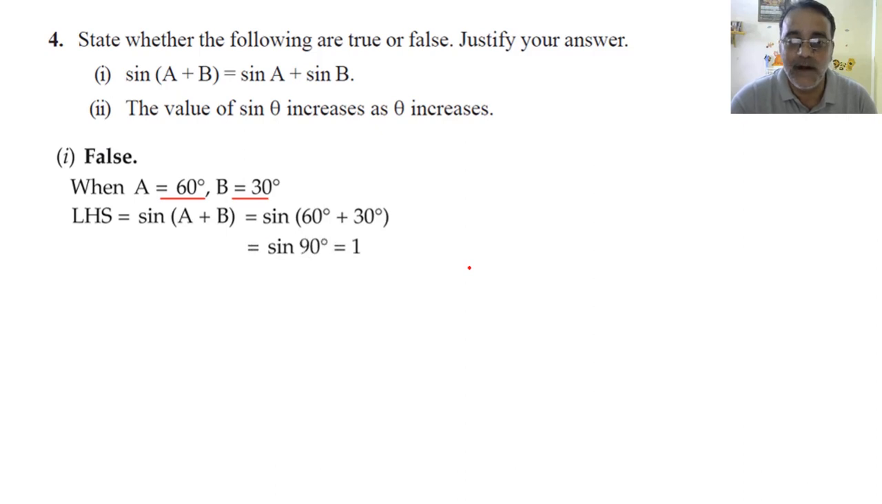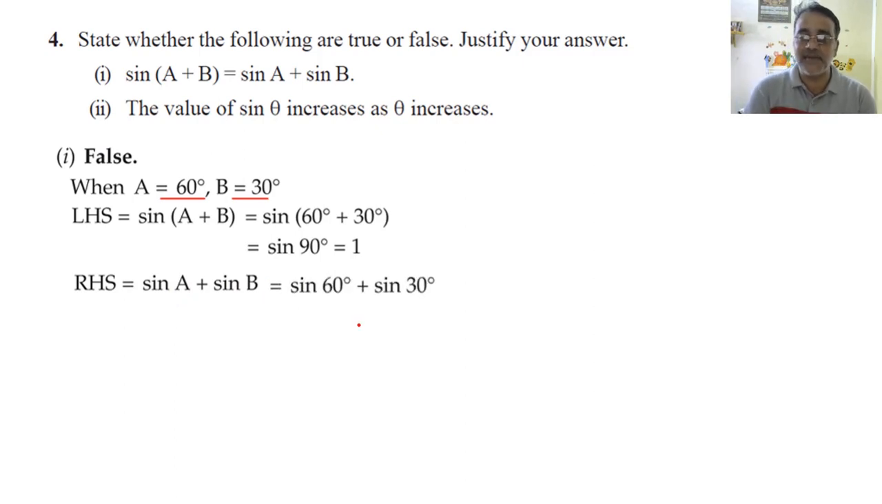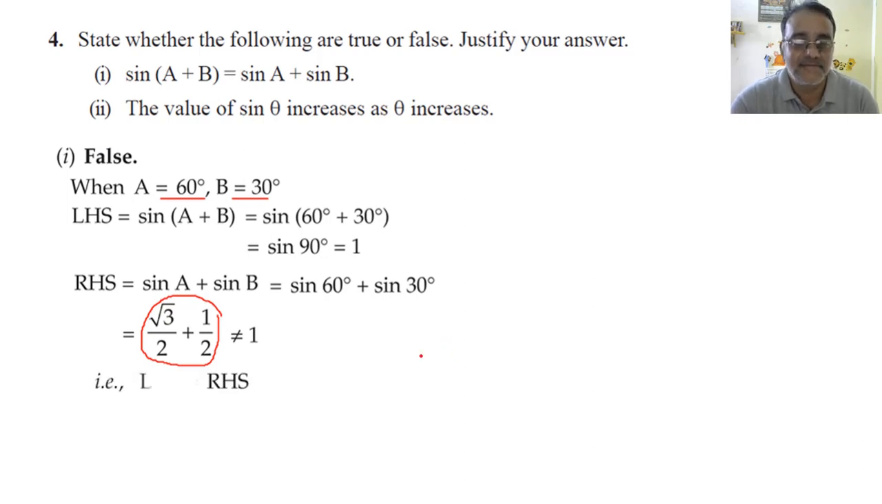1. Right. Now we'll take RHS. Sine A plus sine B. Now put the value of A and B. That is sine 60 degree plus sine 30 degree. What is the value of sine 60 degree? Root 3 by 2. And sine 30? 1 by 2. Right. Definitely if you add these two, it will not be equal to 1. Right? Clear? So that is, LHS is not equal to RHS.